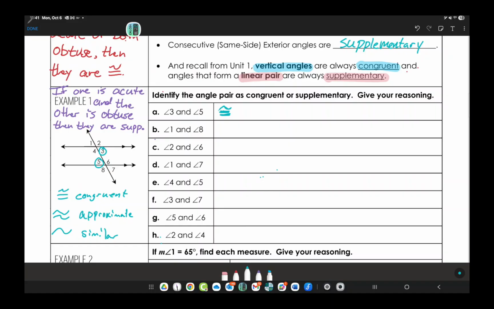Now these are alternate interior, and that's your reasoning.